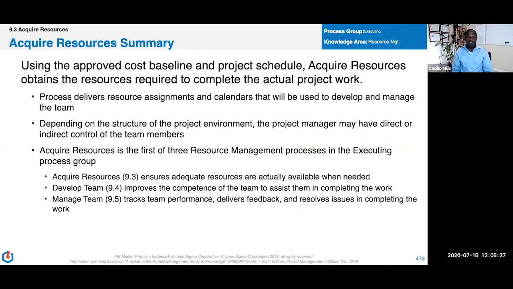So let's get to acquire resources. All right, this is how we're gonna make sure that we have what we need on the project. So using our baseline, our cost baseline, right, the amount of money we have, and when the project is happening, the project schedule, we're gonna obtain the resources that we need. All right, so we're gonna get the people, the materials, the machines, the supplies, everything that we need during this process. All right, and depending on the structure, the PM may have direct or indirect control of the team members.